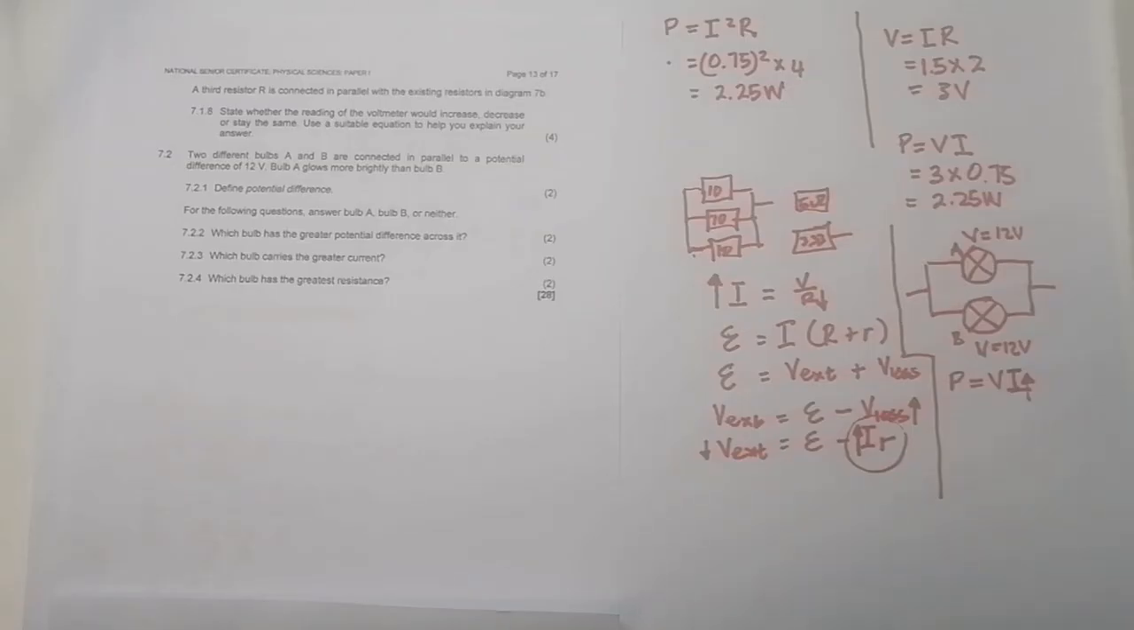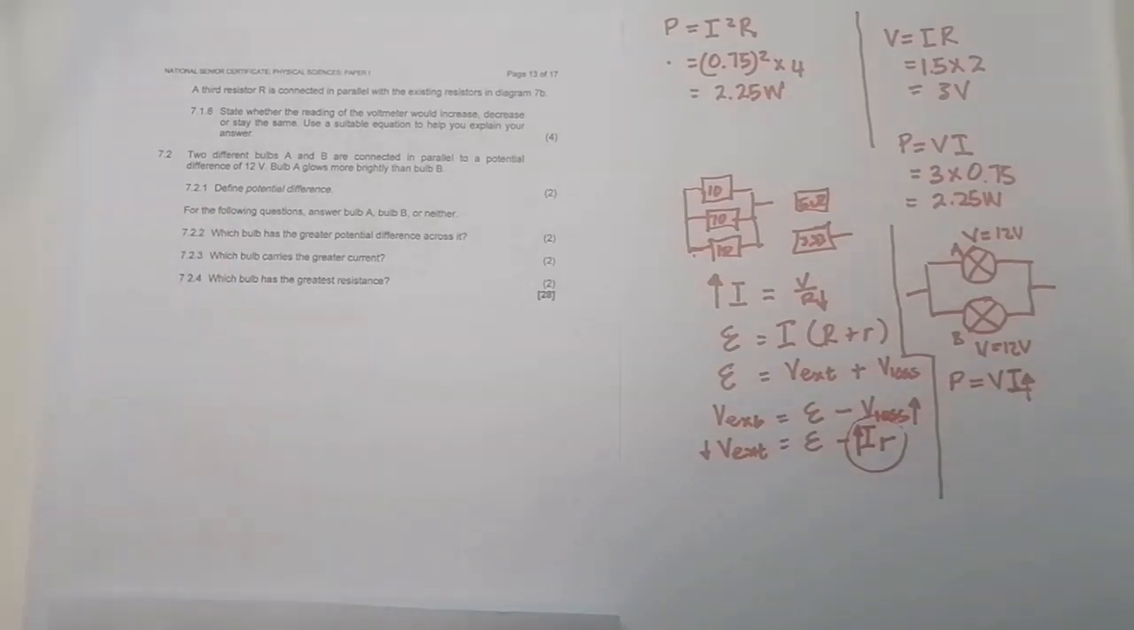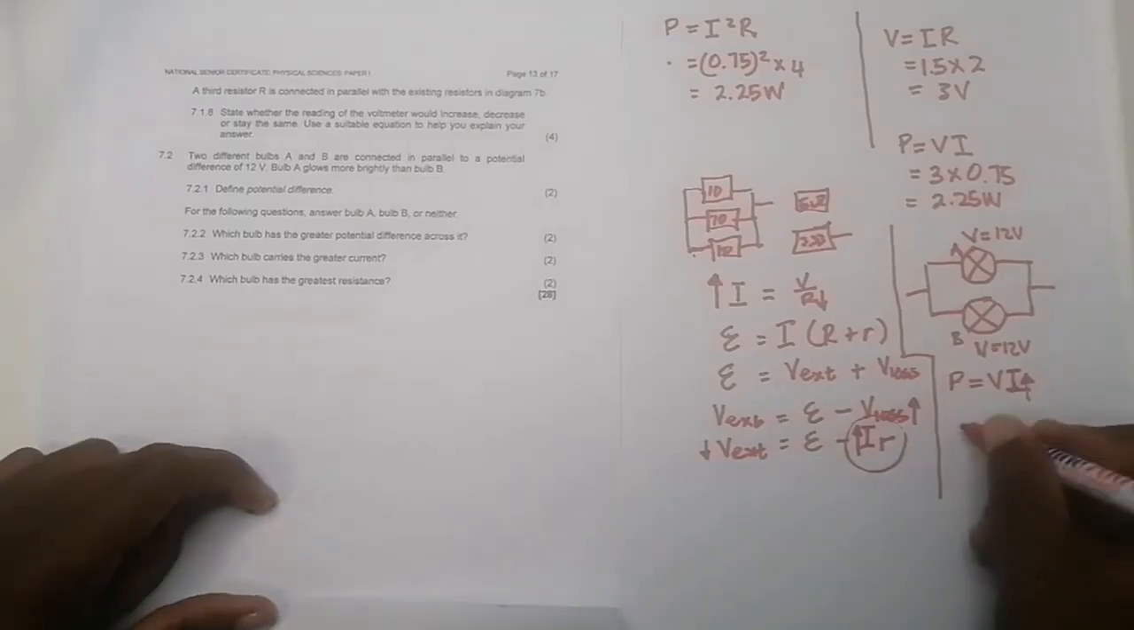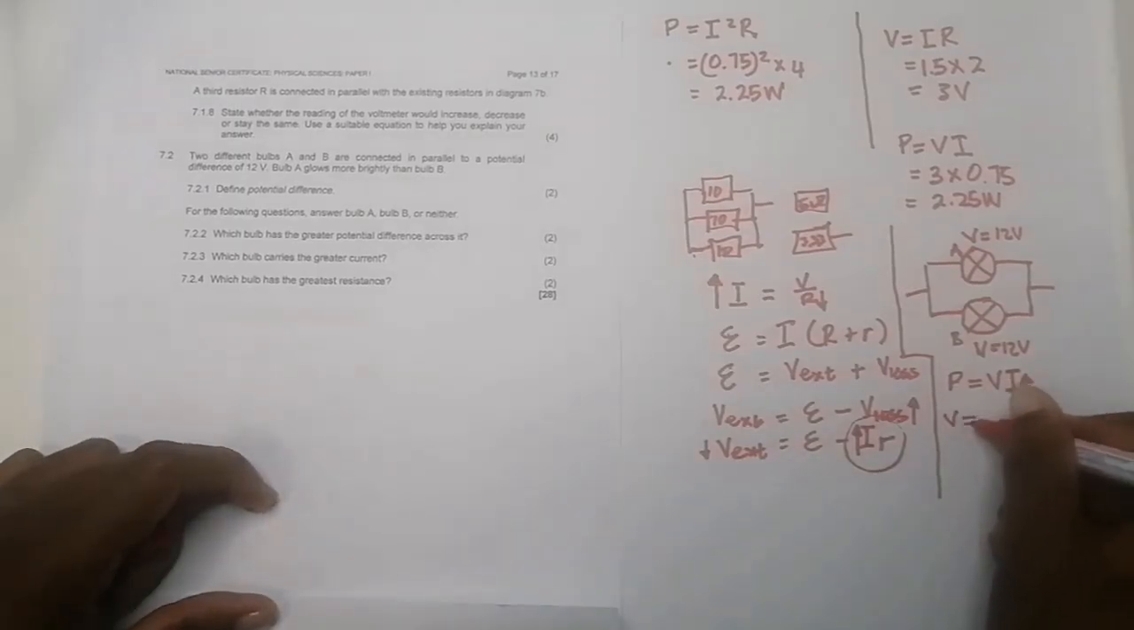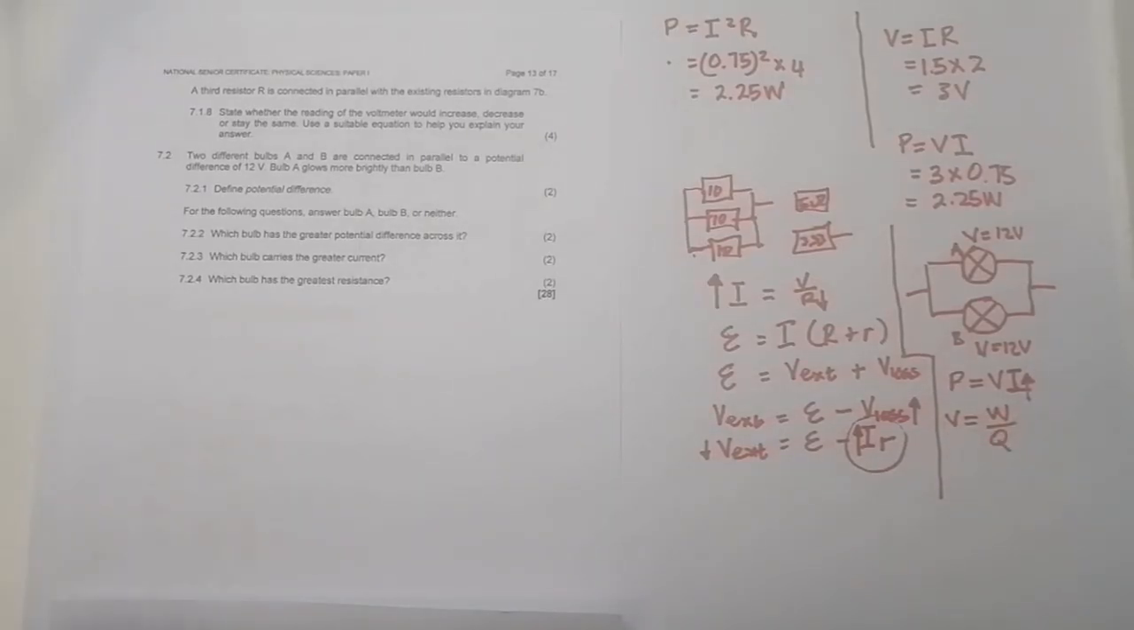All right. Now let's answer the questions that they actually asked us. They say define potential difference. Remember that potential difference is the work done. This comes from that formula there. So potential difference is the work done per unit positive charge. Okay, so it's the work done per unit positive charge.